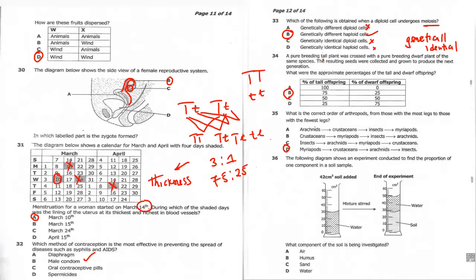So D. The diagram below shows the experiment conducted to find the proportion of one component in the soil. What component of soil was being investigated? So you have the soil there, 42 cubic centimeters of soil, end of experiment. The mixture is stirred. Then what happened?